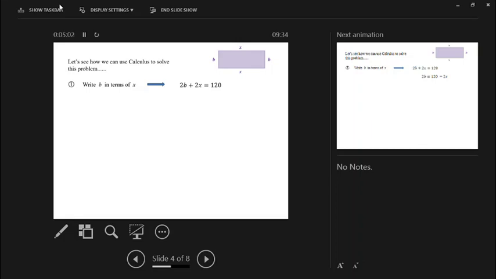Hoe weet ek dit? Want ek weet die omtrek moet 120 wees. How do we get the perimeter of a rectangle? 2 sides, 2 lengths. Né? 2 lengtes, 2 breedtes, gee mos vir jou die omtrek. Where did I get that 120? They gave it to me. Okay. Is almal nog by met wat ek tot daar gedoen het? I just got it in terms of b. I'll show you why now.